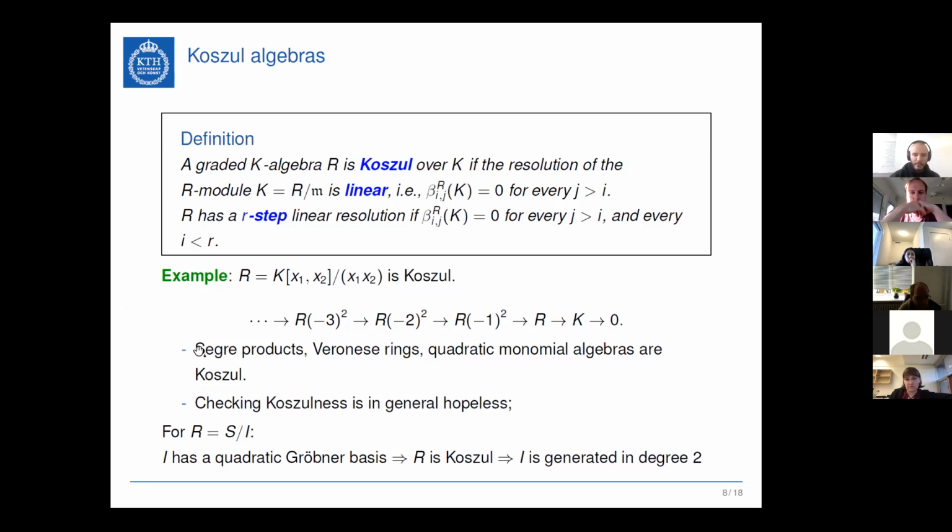There are a couple of examples of classes of rings which are Koszul. For example, if you take the Segre product of two Koszul rings, this is going to be Koszul. Veronese algebras are Koszul algebras. And for monomial algebras, so algebras defined as a quotient by a monomial ideal, these algebras are Koszul if and only if they are quadratic, so defined by monomials of degree 2. And actually being defined by an ideal generated in degree 2 is a necessary condition for the algebra to be Koszul. So this is what I'm stating in the last line of this slide. R is Koszul and R is of the form S mod I implies that the ideal is generated in degree 2.